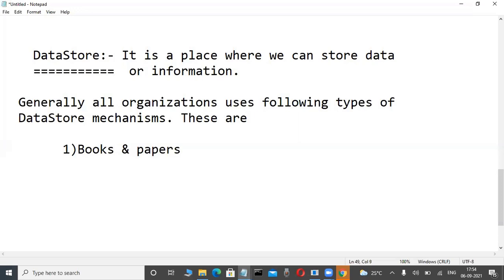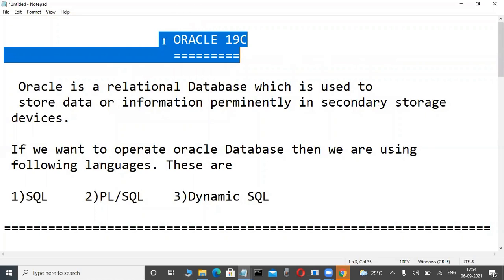Second one is, before 1960, the flat files concept. What is that? Today we are starting. Okay, fine. Flat file approach is there. What is that? Again, flat file means files only. Third one, from 1960 onwards, databases. Database means in our course, these types of things only we are learning.